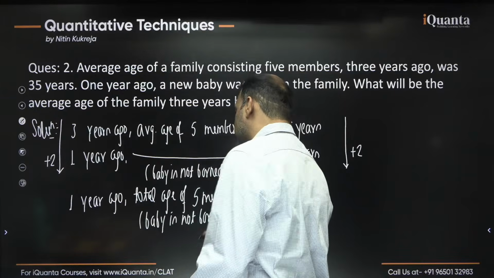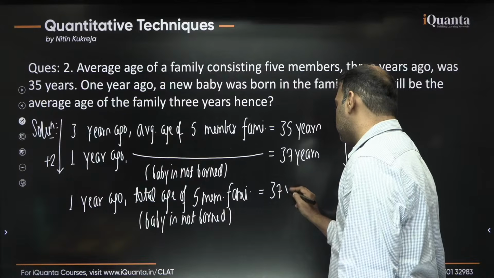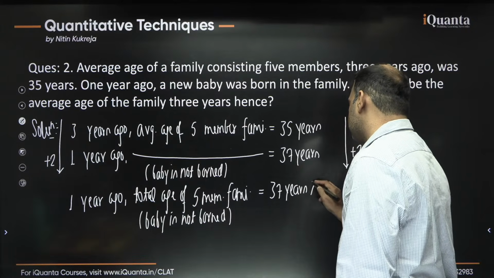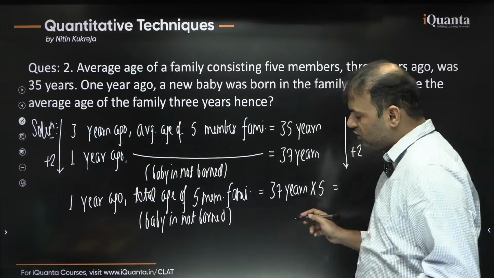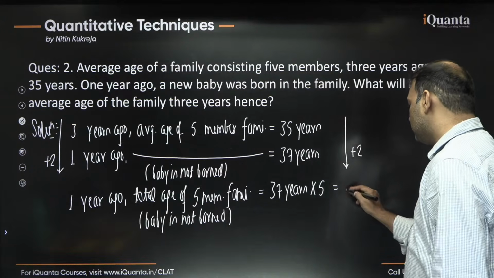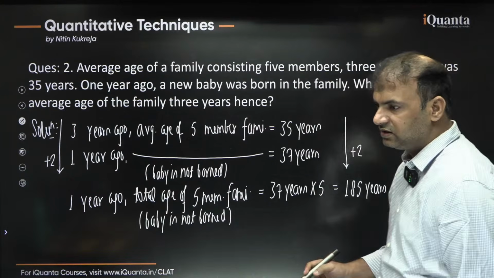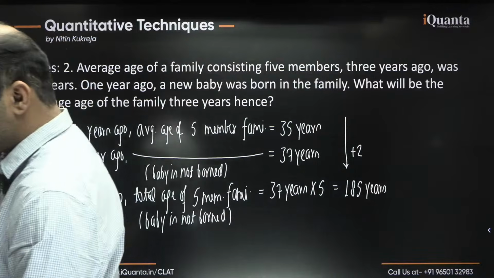Very obvious. It will be the average into the number of people. Average has been 37. The people are 5. So we can say the total age should be 37 into 5, which you can say 150 plus 35, which is 185 years, right guys? We can say this is nothing but 185 years. Simple as that, right? Hope that's clear.